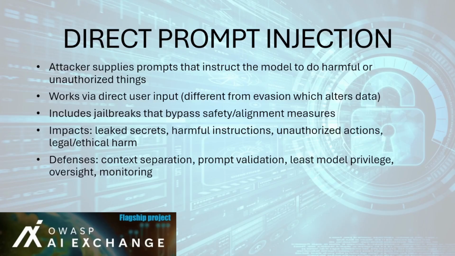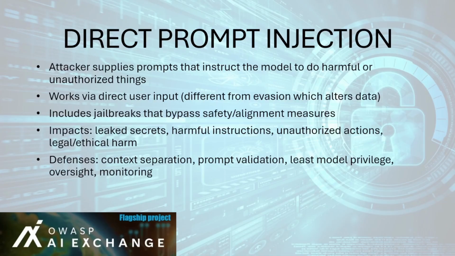Direct prompt injection is when an attacker crafts a prompt designed to make a generative model ignore its rules or do something harmful, essentially social engineering the model. Because LLMs follow natural language instructions, cleverly worded inputs can trick them into revealing sensitive data, producing disallowed content, or requesting actions they shouldn't. Why is this different?